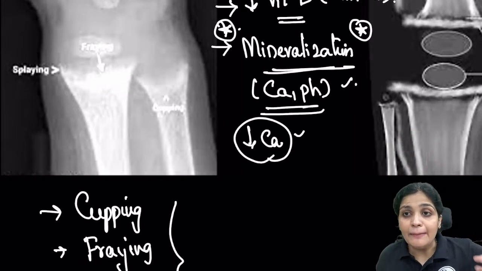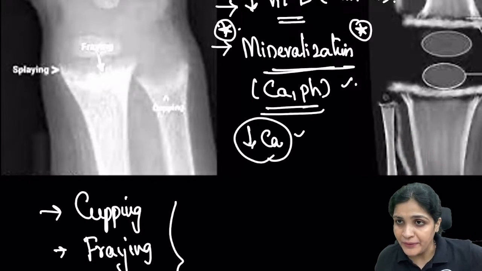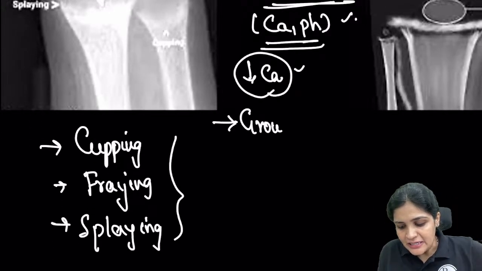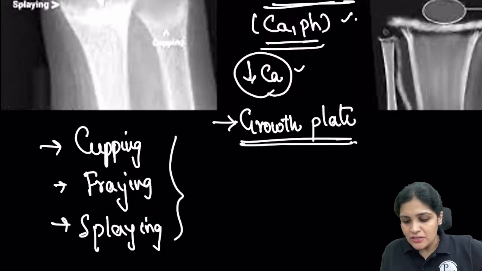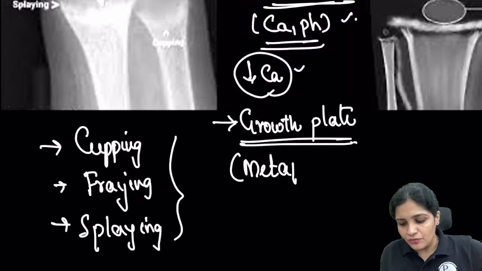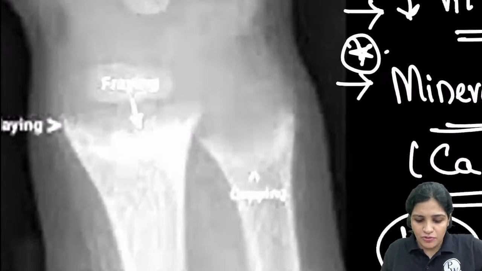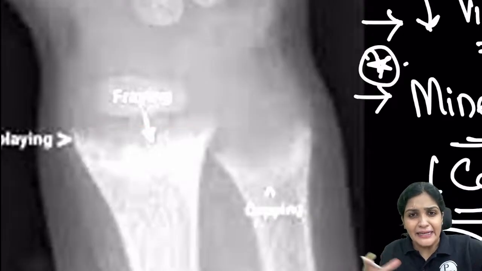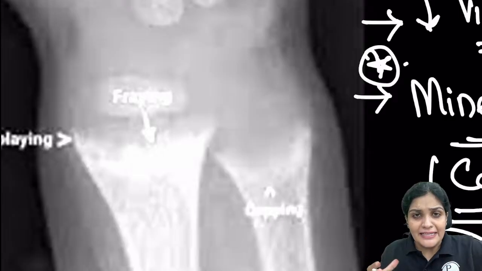So there will be demineralization of the bone. Understood? This demineralization of the bone we usually see near the growth plate. So this growth plate is nothing but at the region of the metaphysis, right? Near the metaphysis, there will be accumulation of multiple cartilage cells. These multiple cartilage cells are not ossified because there is no calcium and phosphorus. Hence you see this widening of the metaphysis.